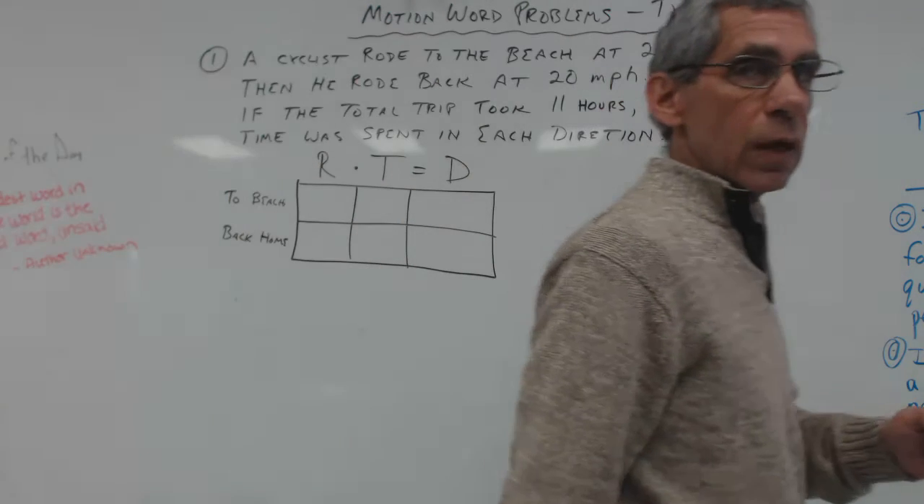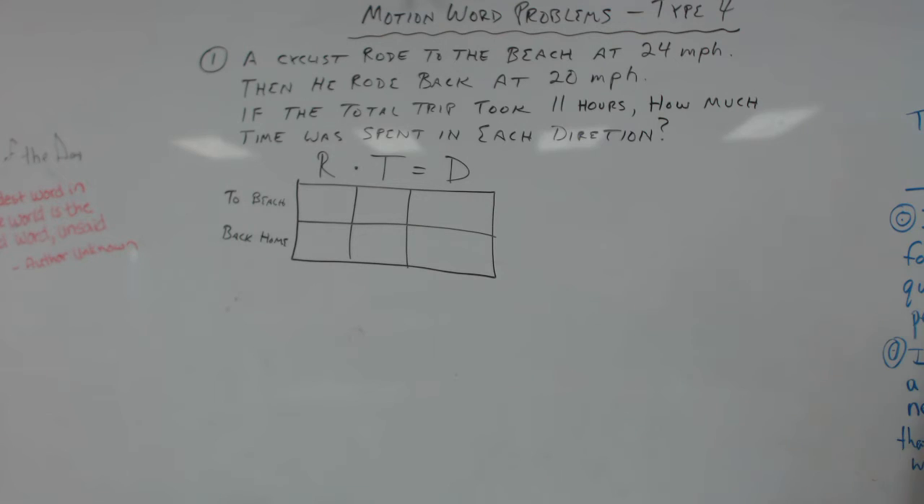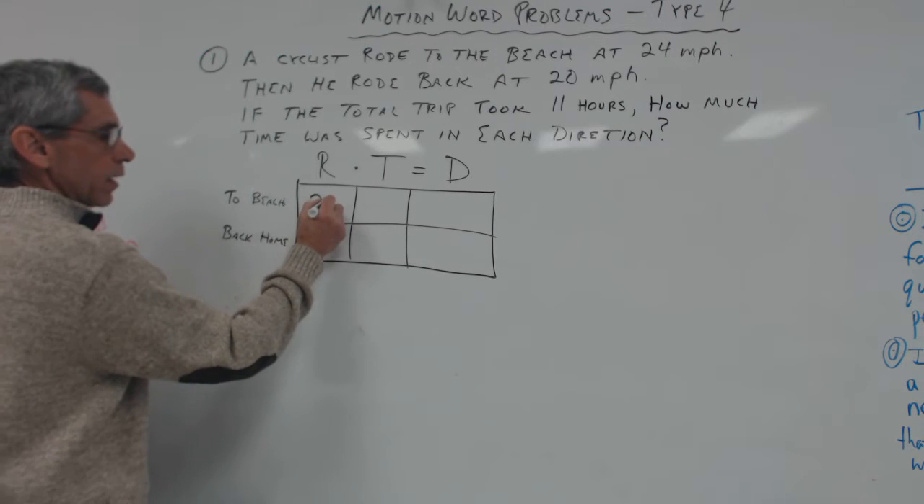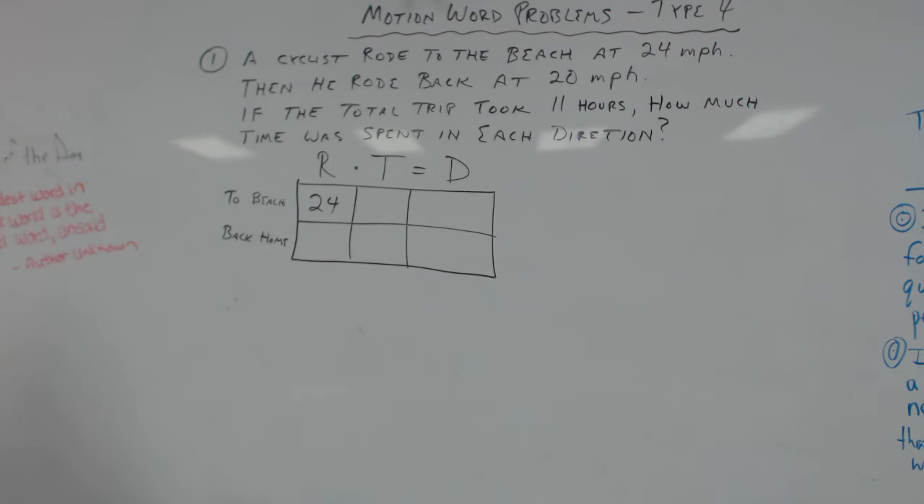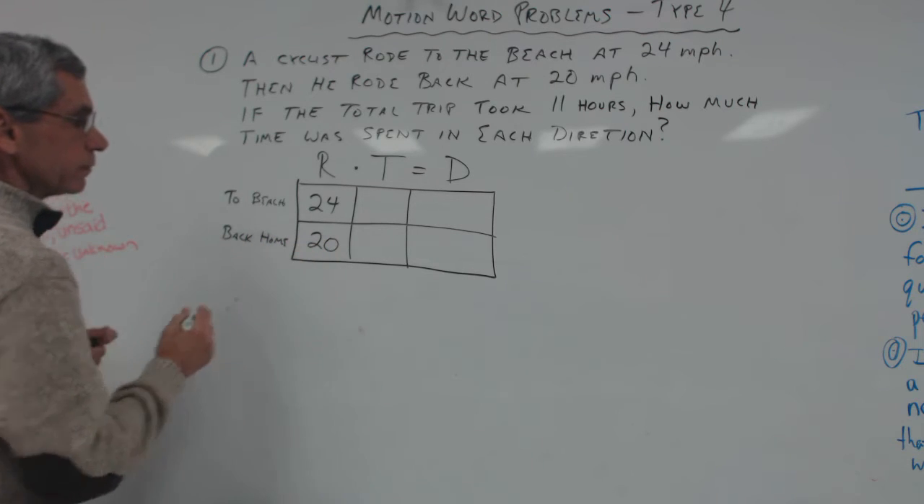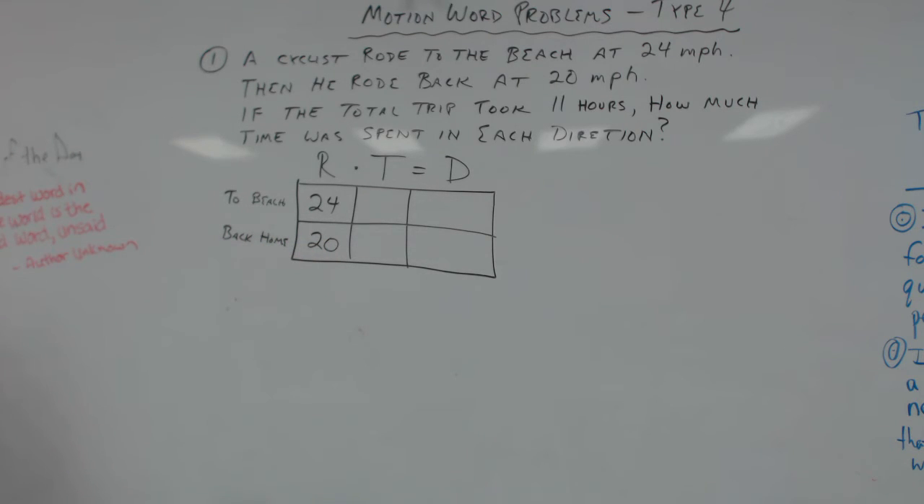All right, so what can I put in the box? Well, you know the rate. So for the trip to the beach you can put 24 under rate. Right here, going to the beach, he went 24 miles per hour. And then on the bottom is 20. This one, back home, he went 20 miles per hour. And then the time is 11 hours for both.